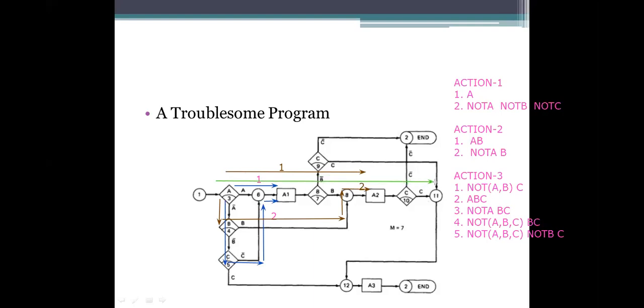A B C is leading to the 11th node, and there is no other condition after the 11th node. You are directly getting through the action 3 here. That is A B C. Not A B C means not A, not B, and then C here. Not A, not B, C. It is specifying action 3. Okay, and then next not A, this one is the not A, and then next B C, this is B, and this is C. We are reaching at this one. If we are reaching at this point, we are directly getting into the A3 without any specification.